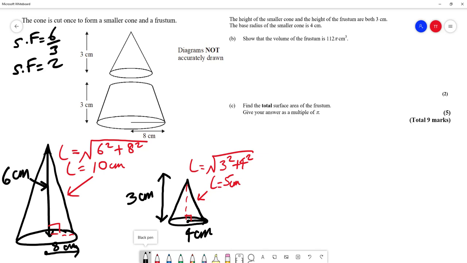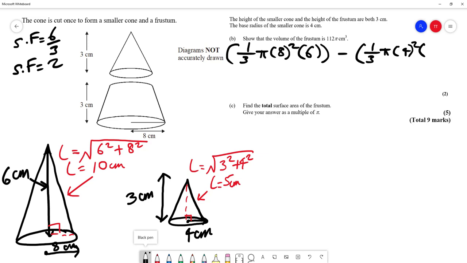The first part of the question says, show that the volume of the frustum is 112 pi centimeter cubed. So we just do the volume of the large cone, a third pi times the radius, which is 8 squared, times the perpendicular height, which is 6, minus a third pi times the radius of the smaller cone, which is 4 squared, times the perpendicular height, which is 3. Don't forget, this is a non-calculator paper.